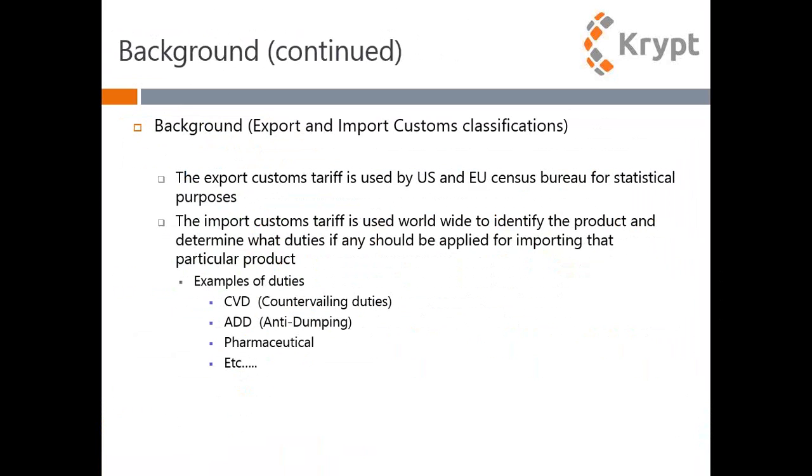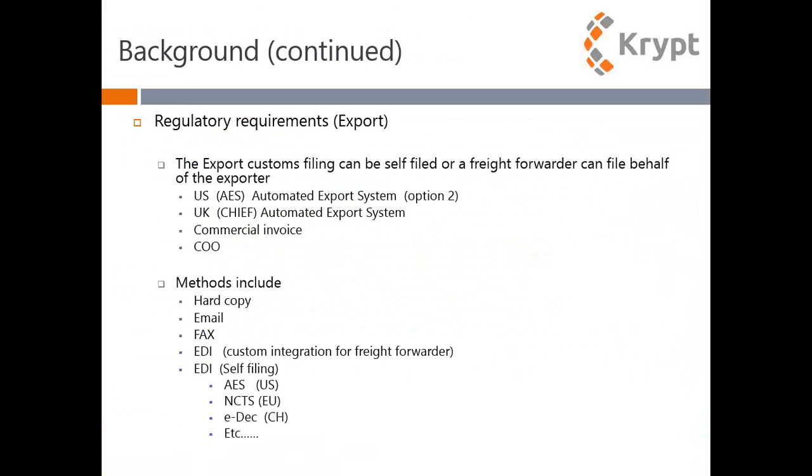The export customs classification is used primarily by the U.S. and EU for statistical purposes. The import tariff schedule is used to identify a product for customs clearance and is used in determining what duties should be applied for that import into that country. And we'll show you in the system demo what that looks like in terms of having those tariff schedules, like fully qualified numbers, applied to each individual country uniquely, but managed on a single screen.